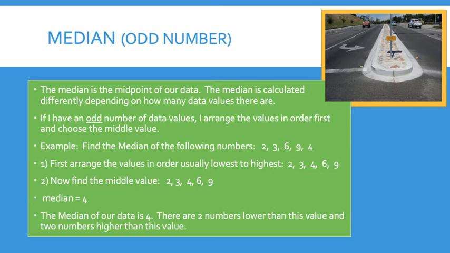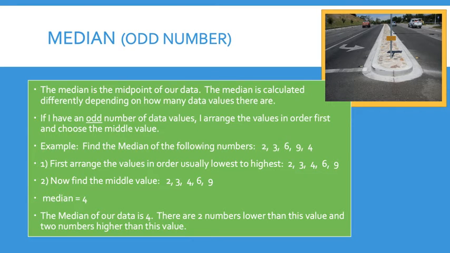The median is the midpoint of our data, and if you look in the upper right corner, you'll see the median of a road, which essentially divides our road into two directions of traffic. And in statistics, it's very similar. The median is the middle of our data. It is calculated differently depending on how many data values there are.